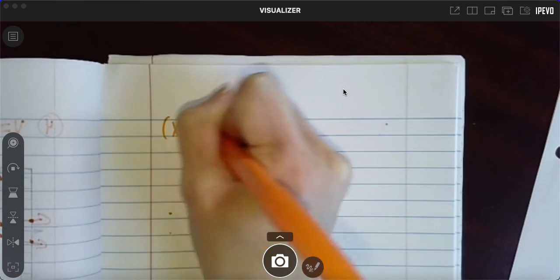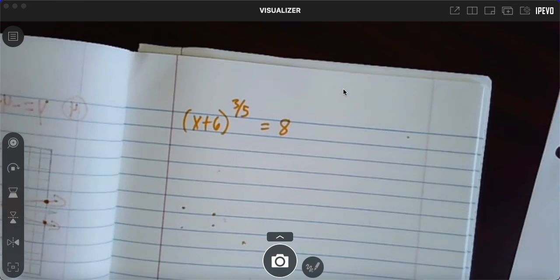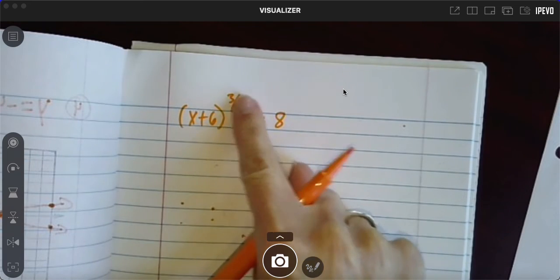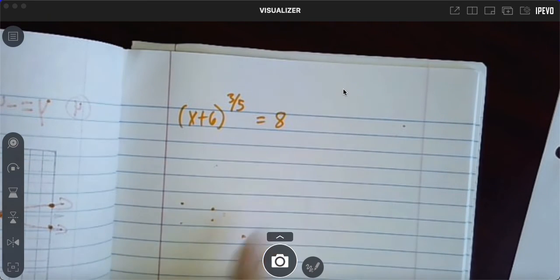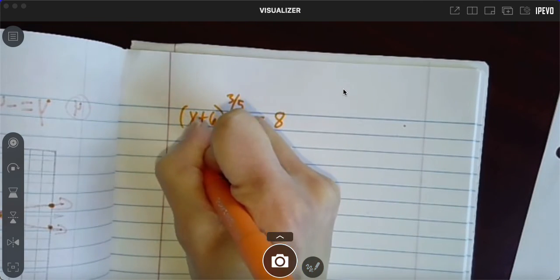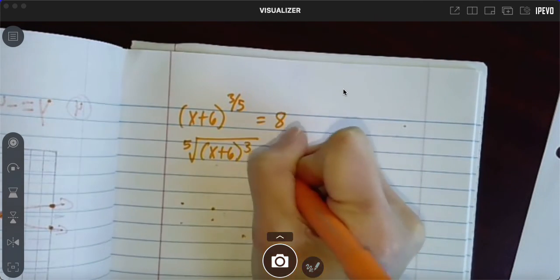(x + 6)^(3/5) = 8. So you can either raise both things to the 5/3, or do y'all want me to rewrite it as a root? Rewrite it as a root. You could raise both sides to the 5/3. That would cancel out. That would just be 8 to the 5/3. Anyway, if you don't want to do that, I can just write that as the 5th root of (x + 6) to the 3rd equals 8.